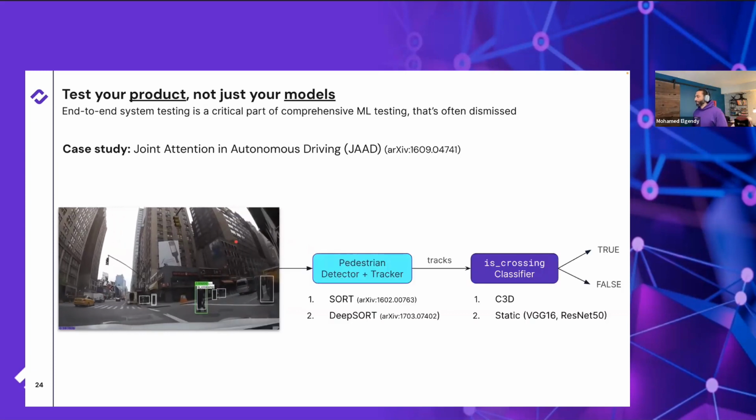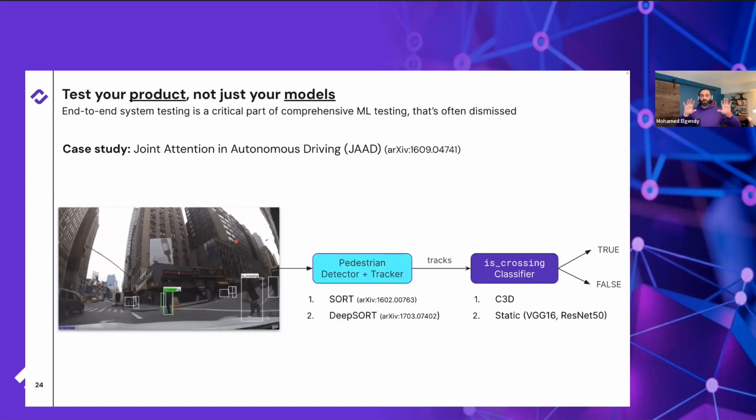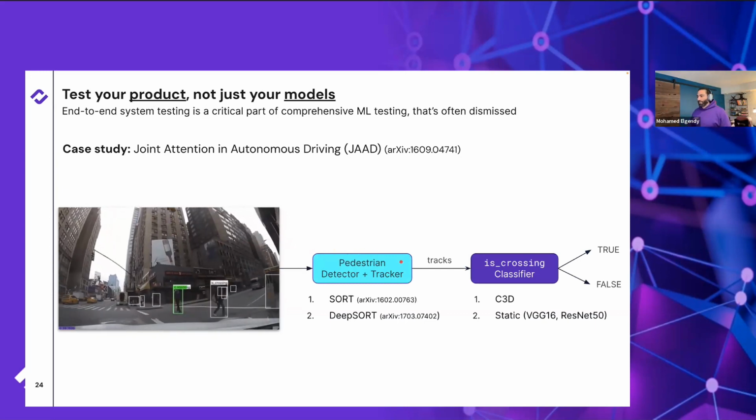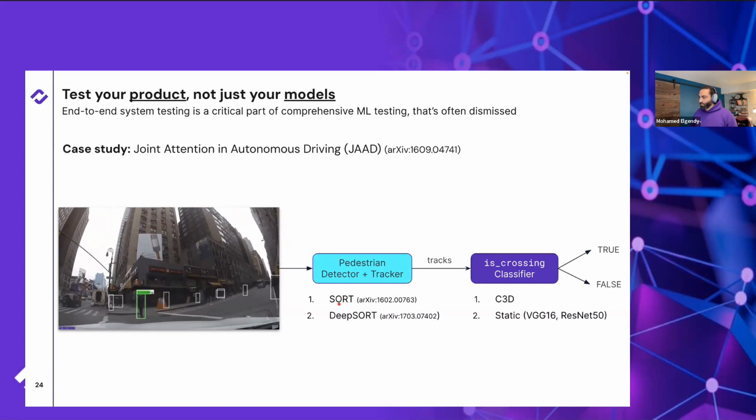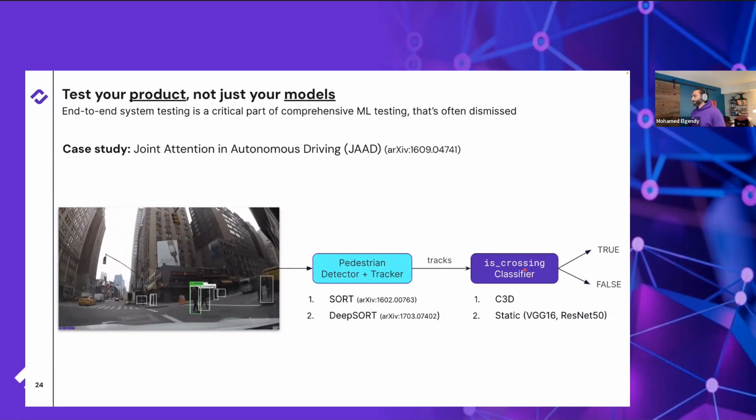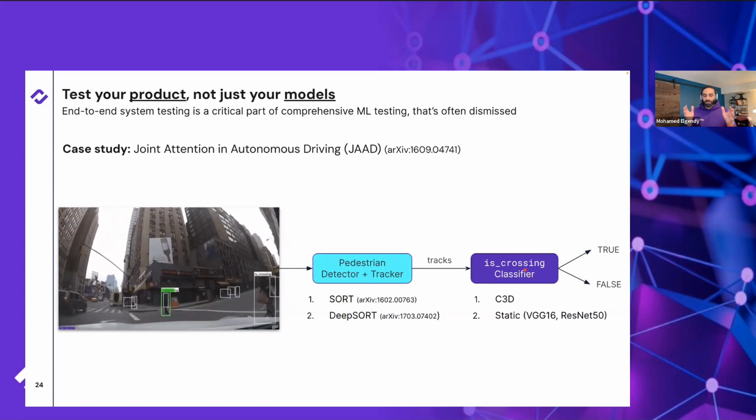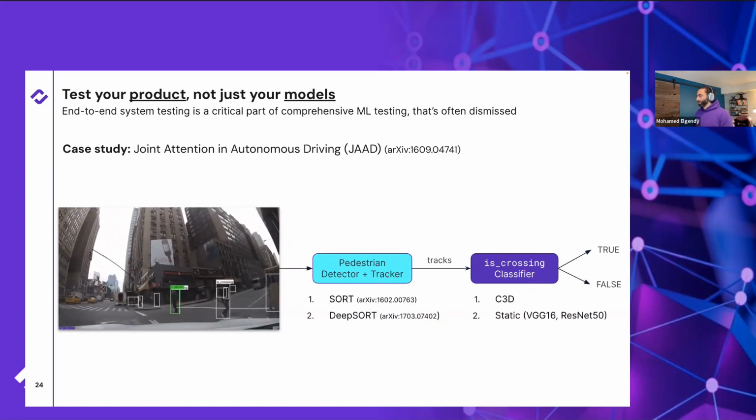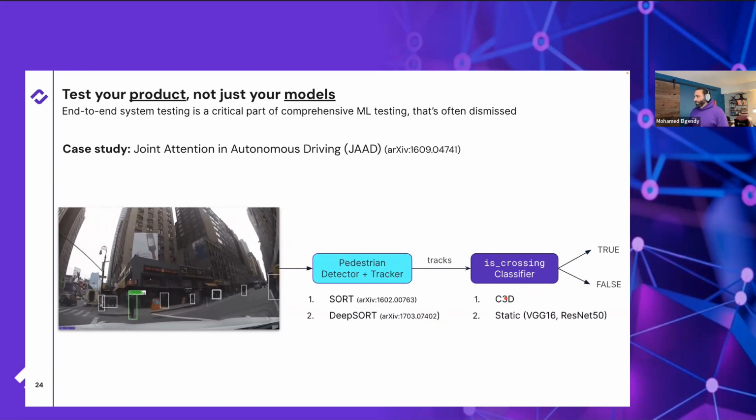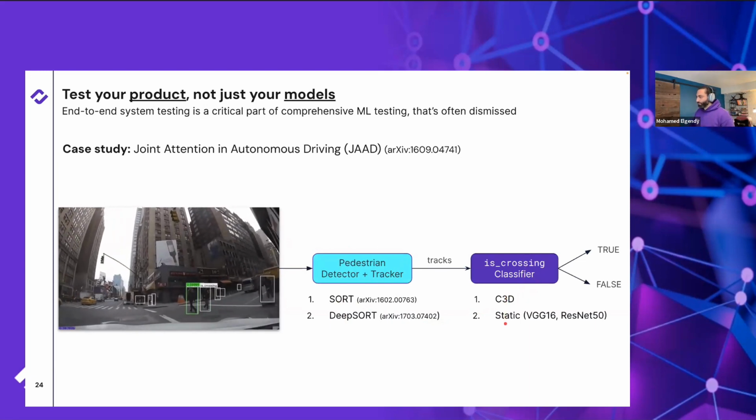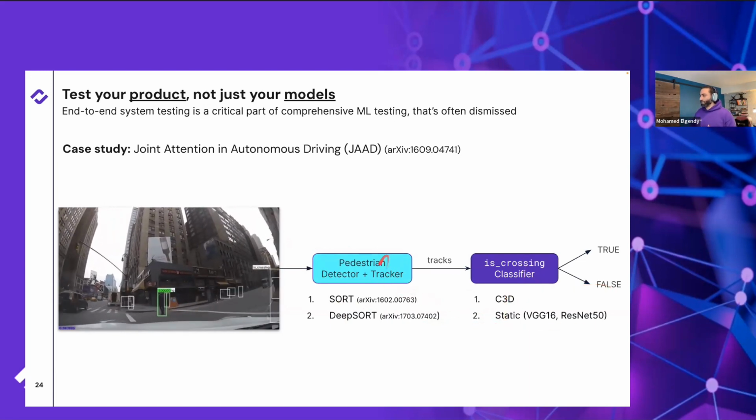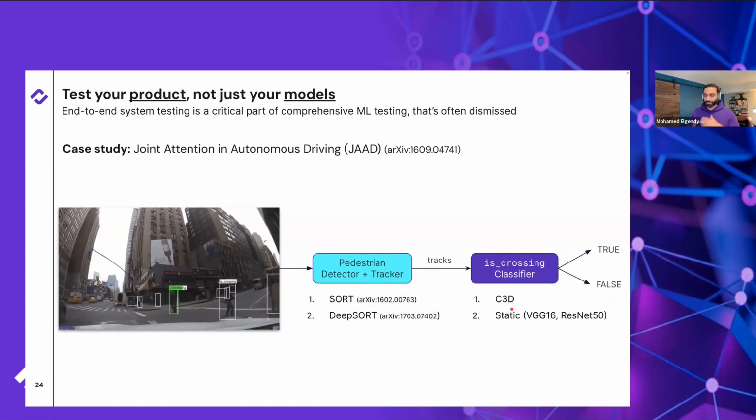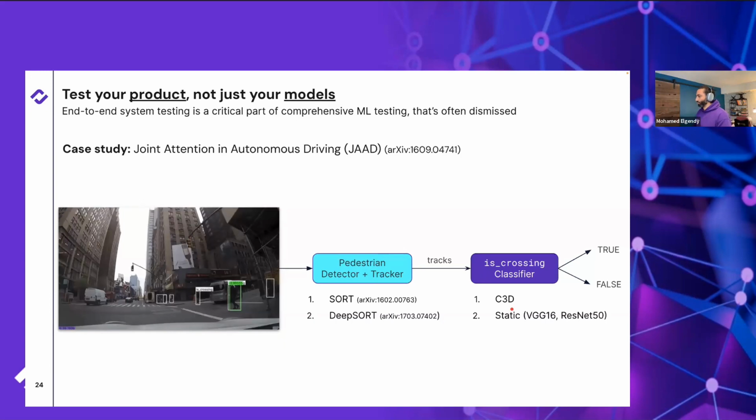So the system here is composed of two models in the pipeline, one model feeding the other. The first model is an object detection model. We picked two open source models, SORT and DeepSORT. And the second model is a classifier to take that person who has been detected and classify whether they are crossing the street or not. For this, we use the C3D and the static models. Now, you have two models in the detector and two models in the classifier. This means my pipeline has 4 different possible variations of what the pipeline would look like.